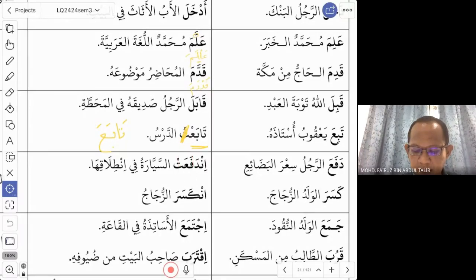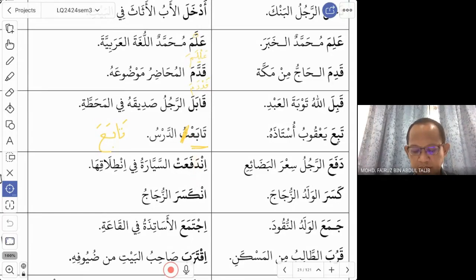Taba'atu darsa. The meaning is still to follow, but this is not to follow a person. It means that you follow the lesson. So this is a bit different from tabi'a, where you follow somebody. So taba'tu, you follow the lesson, you did not miss anything from the lesson. So the meaning has also been changed.